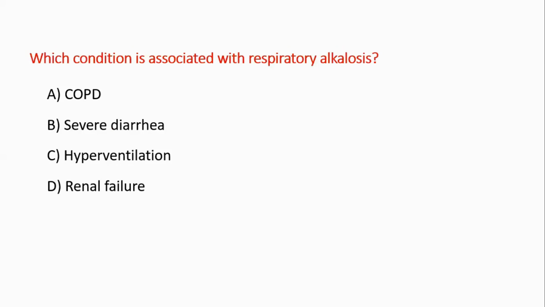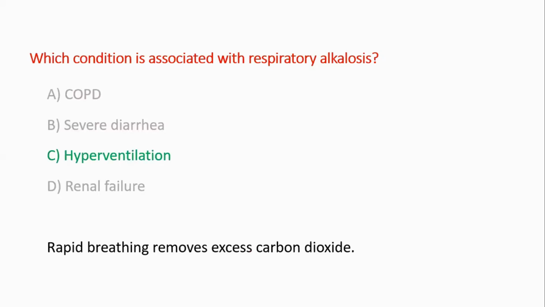Which condition is associated with respiratory alkalosis? The options are COPD, severe diarrhea, hyperventilation, or renal failure. Before you answer this question, think about what happens during panic attacks or anxiety. Fast breathing changes carbon dioxide level, but in which direction? And the right answer is hyperventilation. Rapid breathing removes excess carbon dioxide.